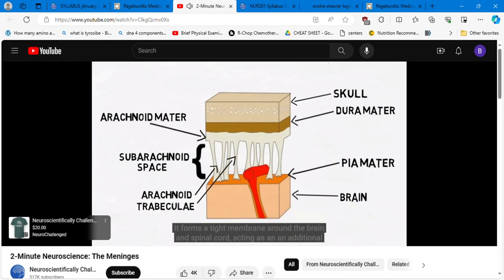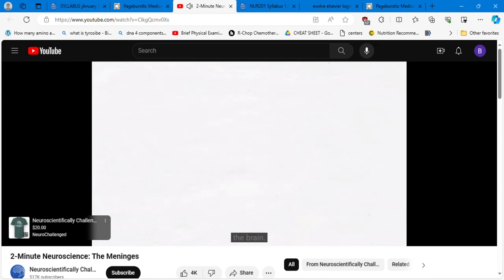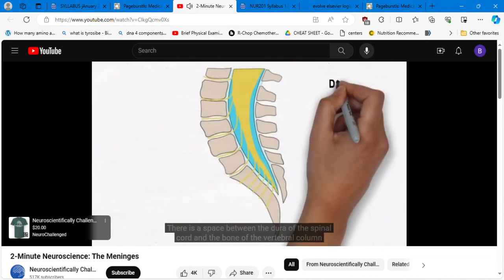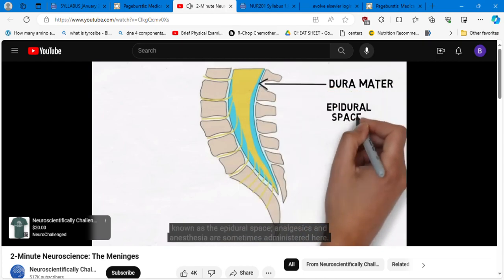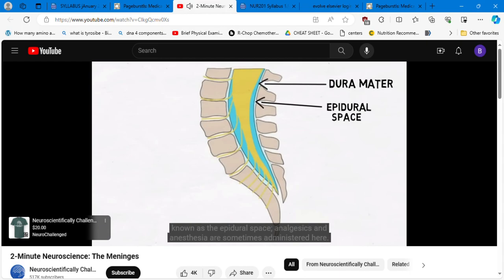It forms a tight membrane around the brain and spinal cord, acting as an additional barrier and aiding in the secretion and containment of cerebrospinal fluid. Blood vessels are held against the pia mater by connective tissue before they penetrate the brain. There is a space between the dura of the spinal cord and the bone of the vertebral column known as the epidural space. Analgesics and anesthesia are sometimes administered here.